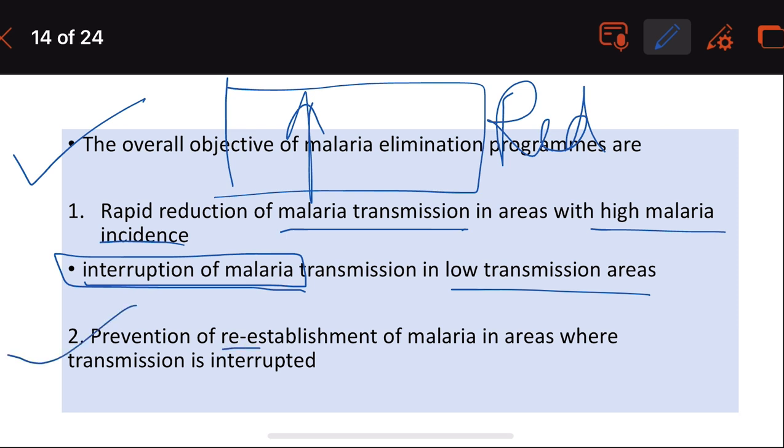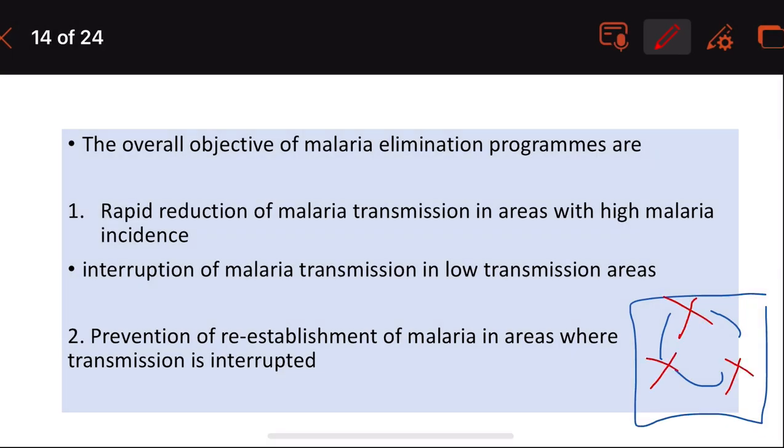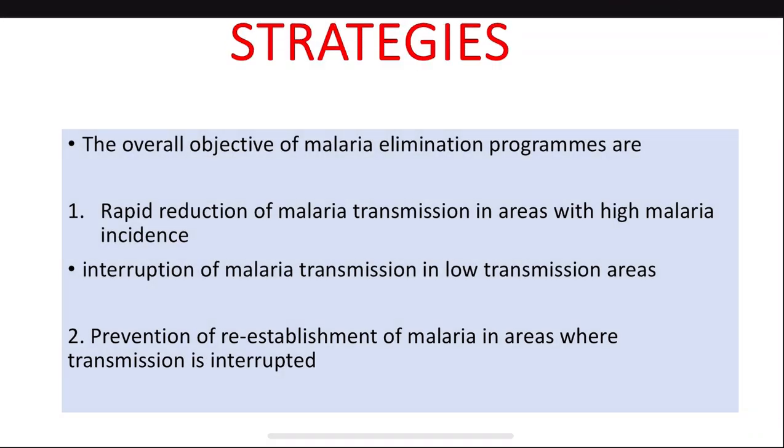Next, prevention of re-establishment of malaria in areas where transmission is interrupted. For example, there is an area where the transmission of malaria is completely interrupted. So we have to prevent the re-establishment of malaria in the areas where transmission has been interrupted. Fine. The first strategy, very clear guys.